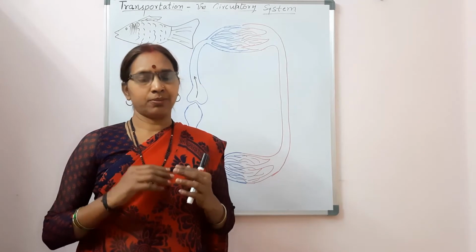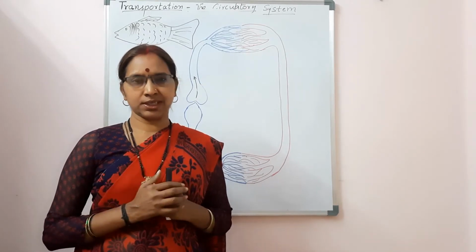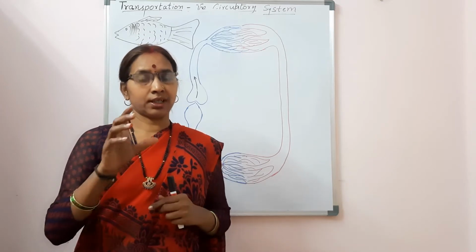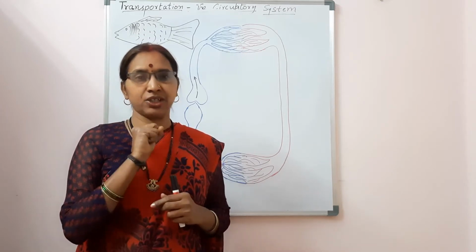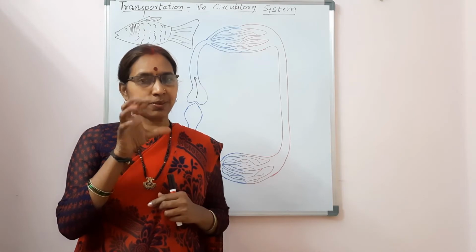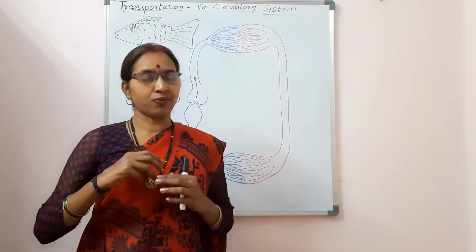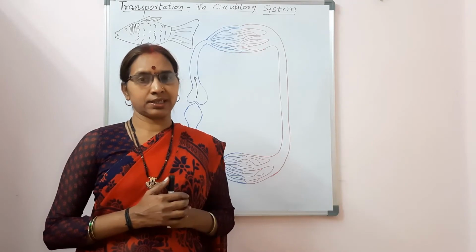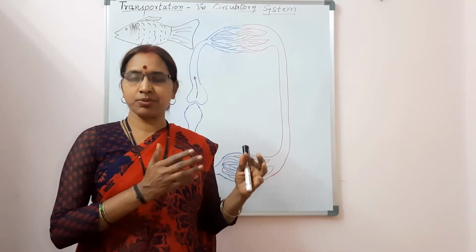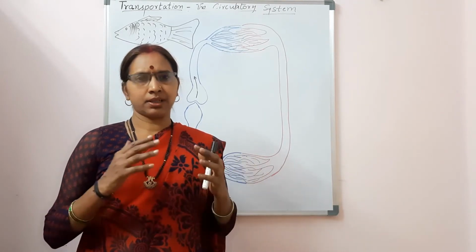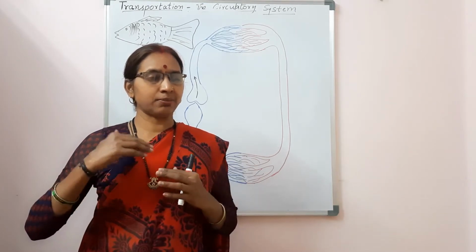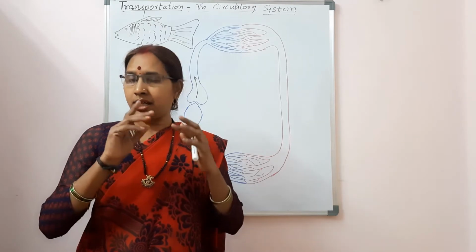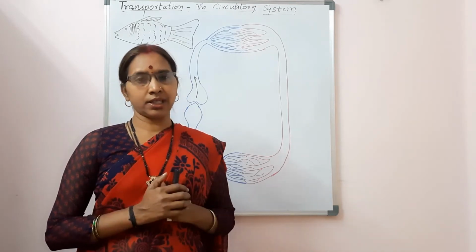We know that blood flows through blood vessels. And in order to keep the blood moving, the heart has to pump the blood continuously. When the heart pumps the blood continuously, the blood flows through the blood vessels to all the body parts, and from the body parts again it comes back to the heart. But the course that is taken by the blood from the heart to body parts and from body parts to the heart is not the same in all organisms.